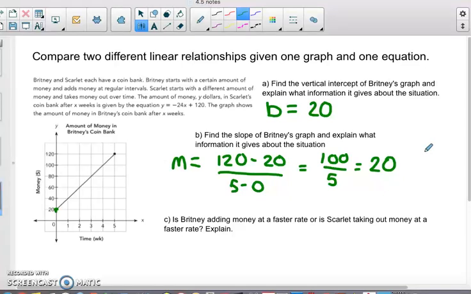And last we want to know, is Brittany adding money at a faster rate or is Scarlett taking out money at a faster rate? So let's find the rate at which Scarlett is taking out money. Let's go here and look at the equation. The equation was y equals negative 24x plus 120. So we can see from the equation that she takes out $24 every week. So because $24 is greater than $20, Scarlett is taking out money at a faster rate than Brittany is adding money to her bank.